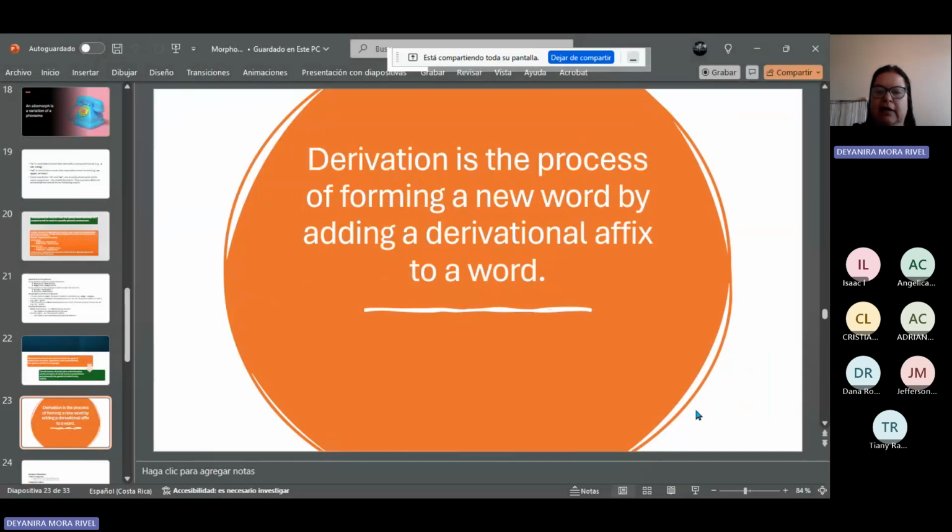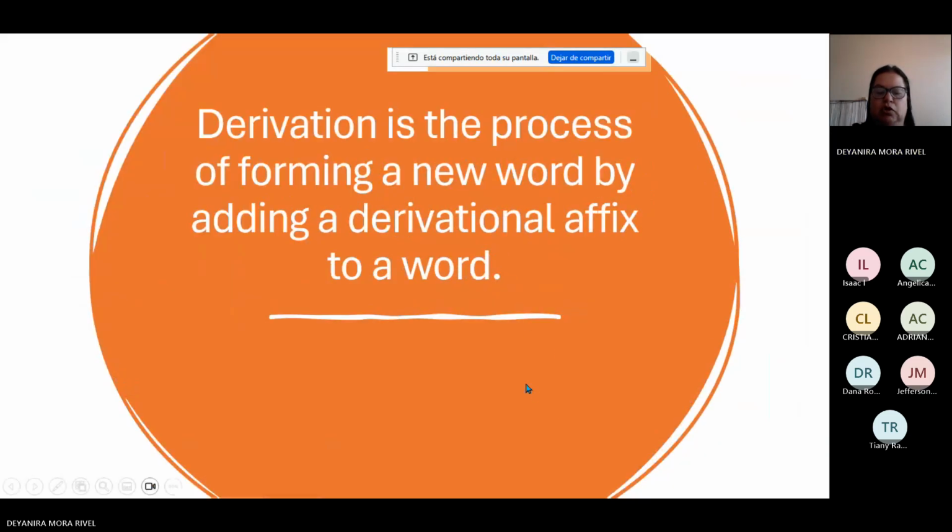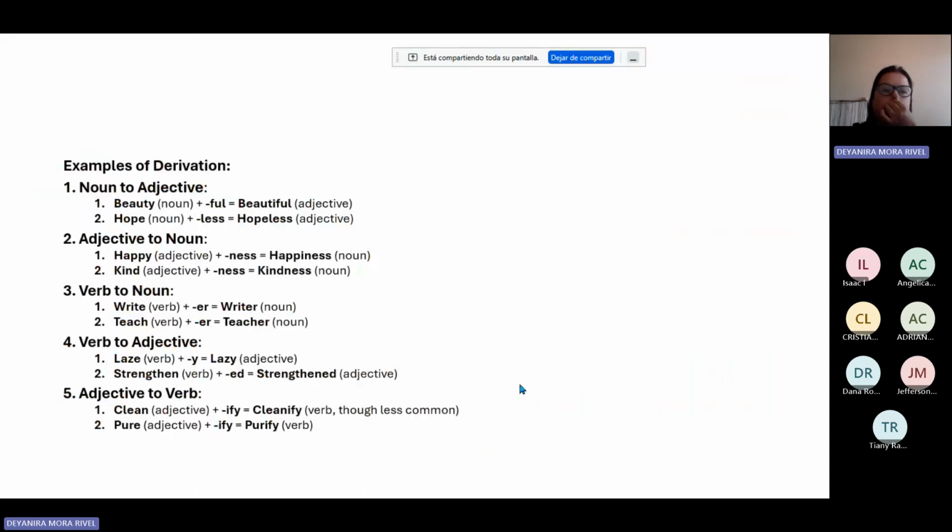We can add a derivational morpheme to a word and make endless new words. So any word that I have, I can add a derivational morpheme and make a new one. So examples of derivation: beauty, beautiful; hope, hopeless; happy, happiness; kind, kindness; write, writer; teach, teacher; lace, I didn't know this verb. Lace, by adding a Y, it becomes an adjective, lazy.